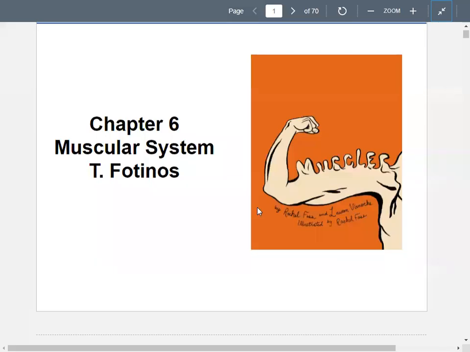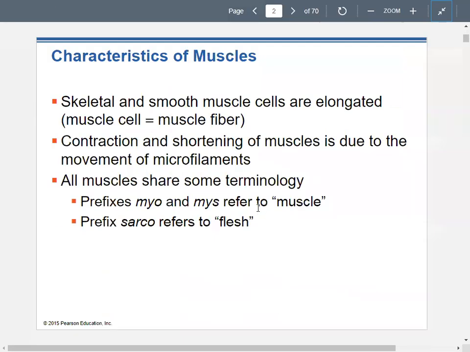So let's cover the muscular system, give you a quick overview. Muscle cells are muscle fibers, okay? That's kind of the bottom line. We use those terms interchangeably. Microfilaments, when those move, muscles contract and shorten.